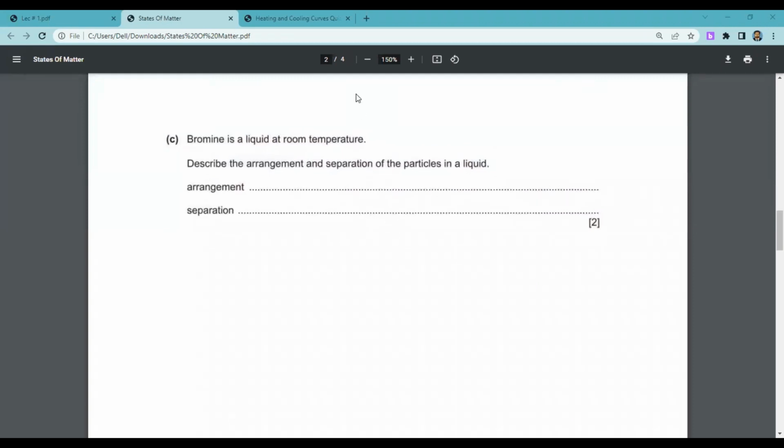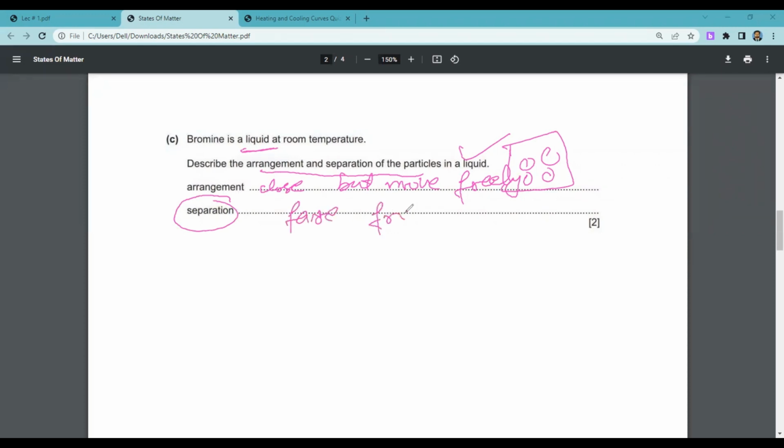The second question is, bromine is a liquid at room temperature. Describe the arrangement and separation of its particles in a liquid. Arrangement: the particles are close but have some distance, an interparticle distance. Therefore, they can move freely. What about separation? The particles are close to each other. I explained these points during the lecture. We studied them here.